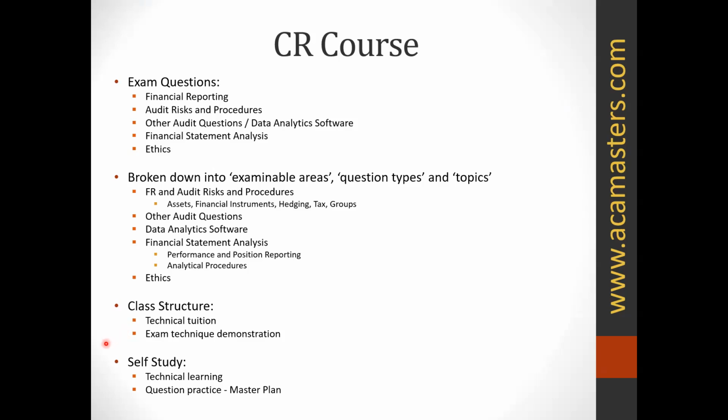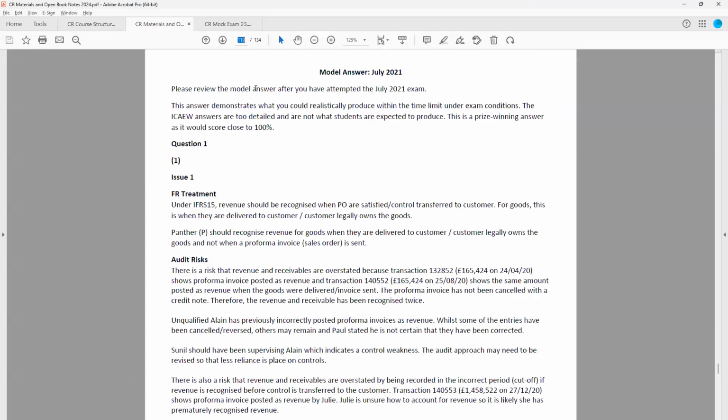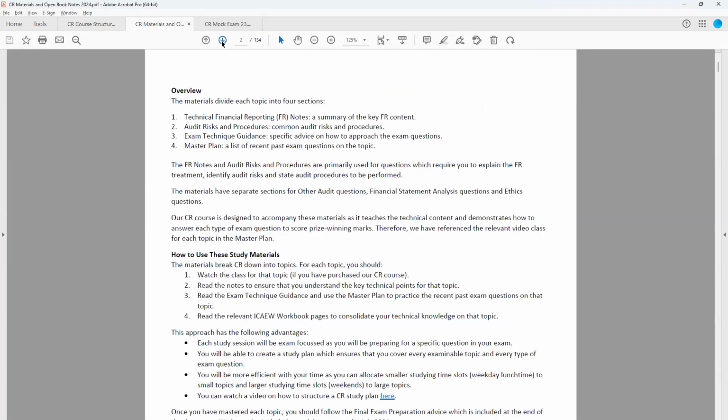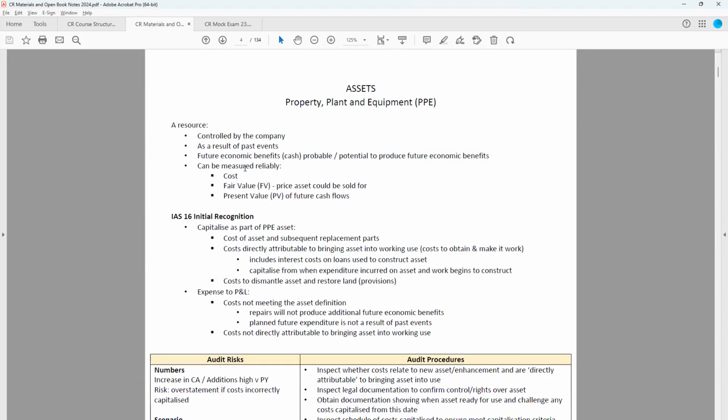After the class, you can then go away, make sure you've understood that key technical content, and you can also go and practice other questions which examine that topic. As we said, we'll start with assets. I'll teach you the key technical content for assets. I'll then work through a series of questions on assets, showing you how to apply that content in the exam and the exam technique to use. After the class, you can go away and make sure you've understood that technical content. And then most importantly, you can go and practice some other questions on assets so that you can practice that exam technique that I have demonstrated.